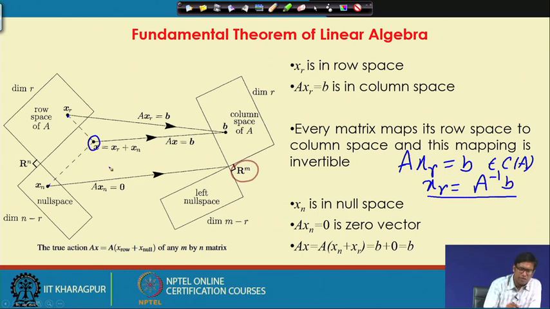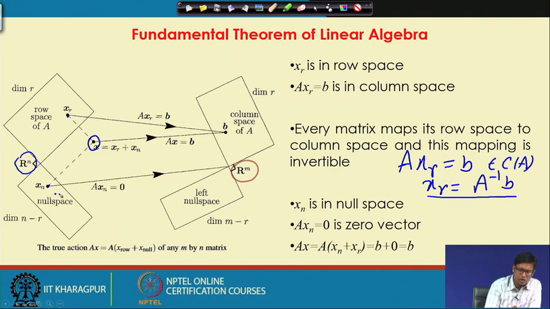So, x can be anywhere in R^n; it might not be in the row space if the null space is non-zero. This also will map to Ax = b. However, this mapping is not invertible. If the null space is non-zero, there can be another null space solution.